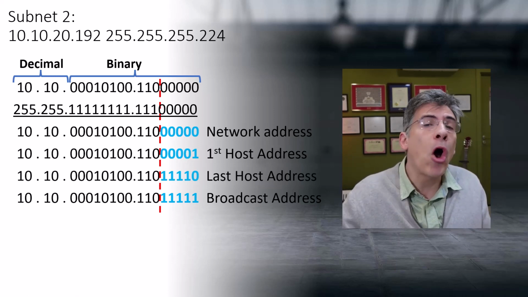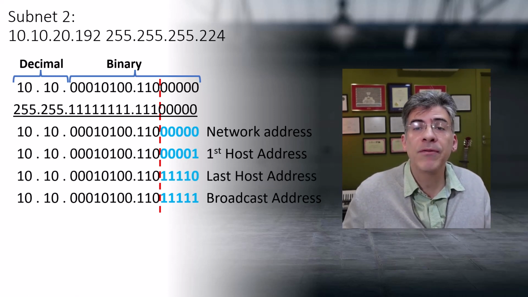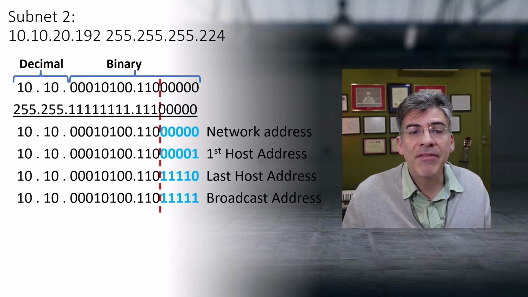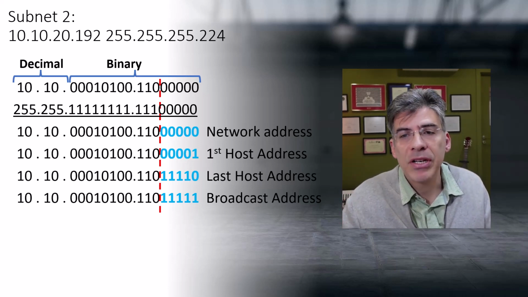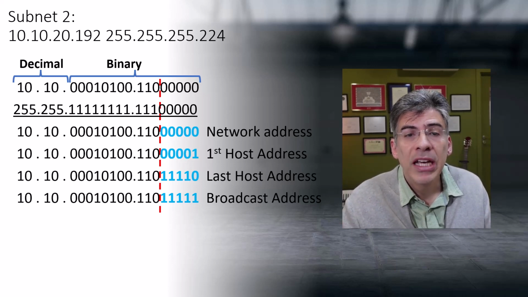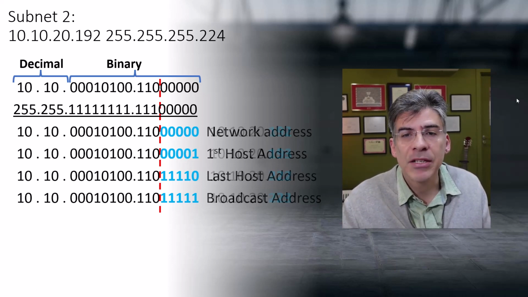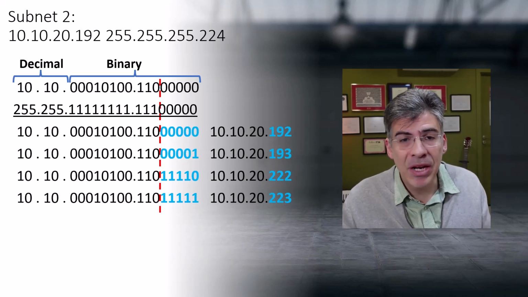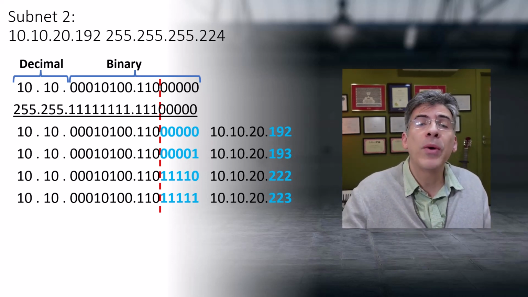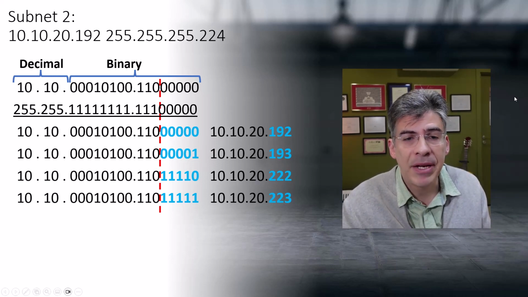So now we have found all the important addresses in this process for our second subnet. We have the network address, the first and last host addresses, and the broadcast address. The only thing that's left to do is to write them out in dotted decimal format, and here they are. So that's the second subnet we created. Now let's go on to our third and final subnet.